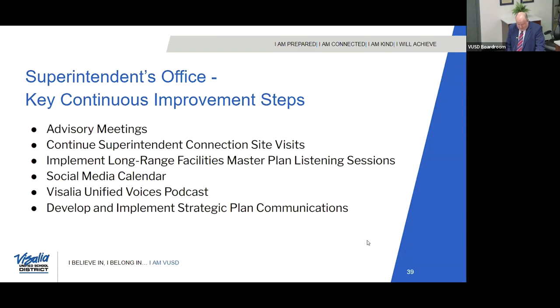And then finally, working with our consultants and the direction from the board, we continue to prepare for the initial communication plan for our strategic plan, which should be available to the public within the next week or so. And with that, I'll turn over questions to any of my peers and they can answer them.